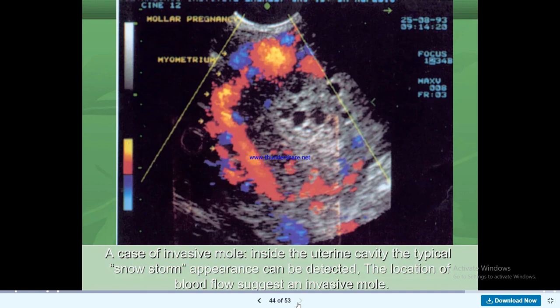A case of invasive mole inside the uterine cavity, the typical snowstorm appearance can be detected. The location of blood flow suggests an invasive mole. You can see here, this is the blood flow and this is the snowstorm pattern.